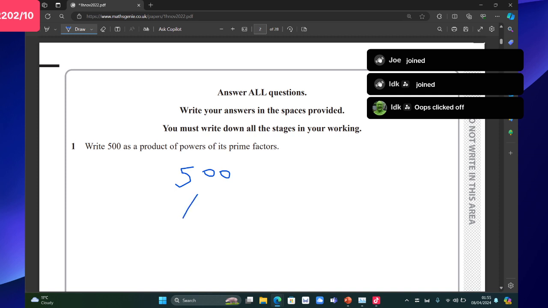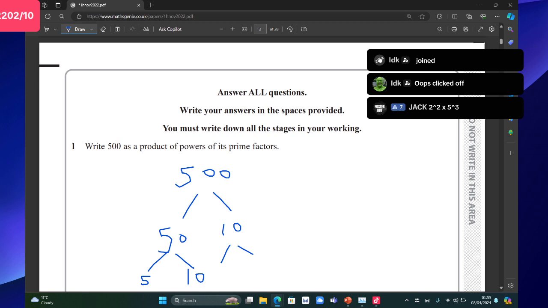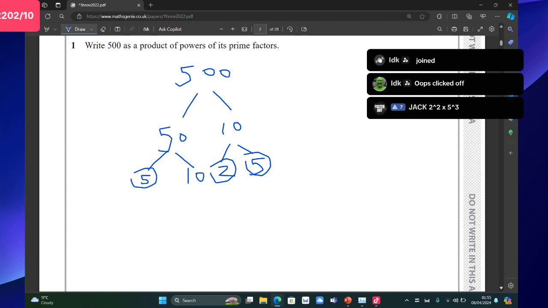Okay, Jack, what is your answer? Let's just double check. So to decompose this, think of two numbers that times to make 500. That'll be 50 and 10, or any other two numbers here, and then decompose these numbers. That decomposes to 2 and 5. Circle 5, circle 2, circle 5 because they're prime. Remember, a prime number has two factors, 1 and itself.